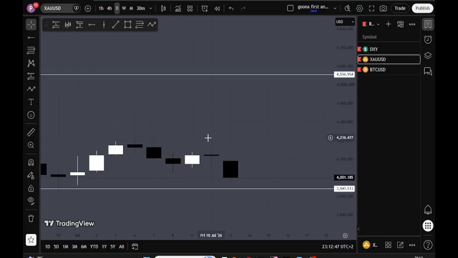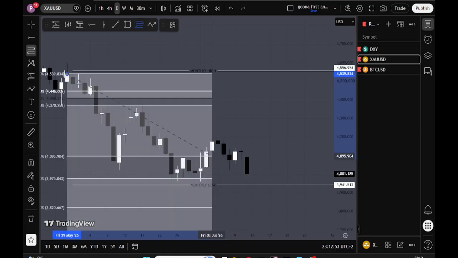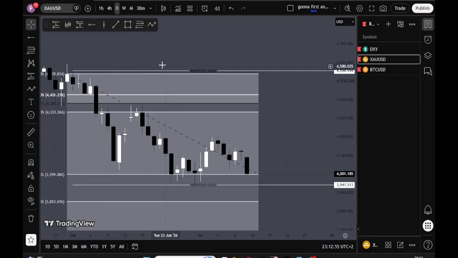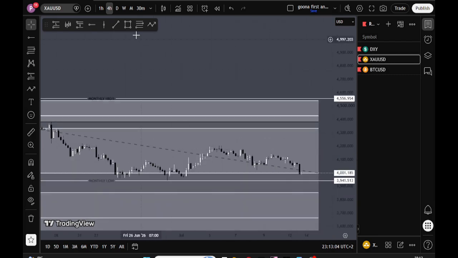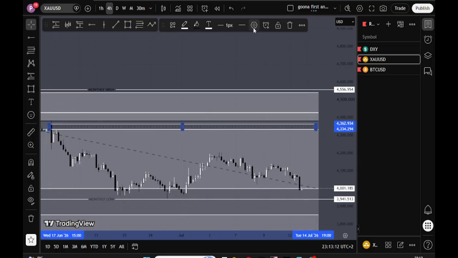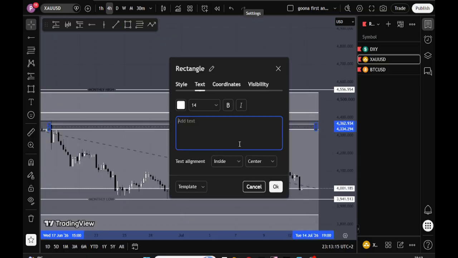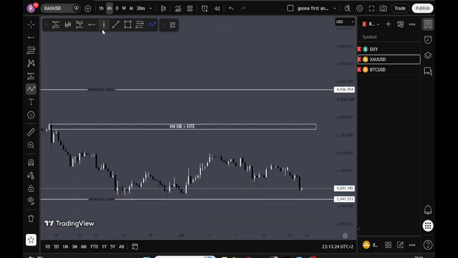Let's move down to the daily and use the Fibonacci to find our OTE. Swing high, swing low. Entry time frame, which is our 4-hour, we see a 4-hour order block right here. Order block plus OTE. What validates this is the actual liquidity resting below here.